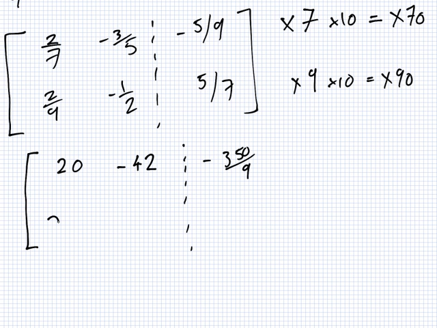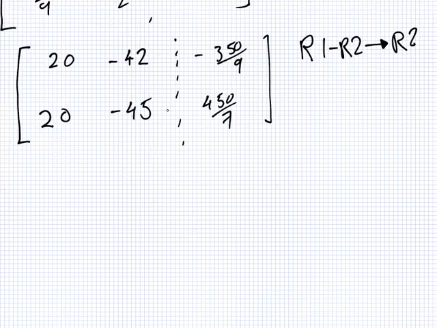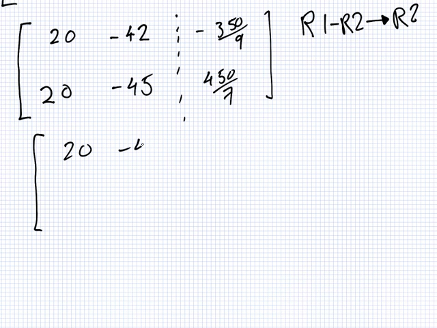And now this will be 20. This will be minus 45. And then this isn't going to work either, it's going to be messy. It's 450 over 7. Okay, so now what to do? Well, I don't want the 20 here, do I? So we'll do row 1 minus row 2, and the answer will go on row 2. Let's see what we get. This is the same. 0, minus 42 minus 45 is 3. Oh yes, and we'll need fraction help here: minus 350 over 9 minus 450 over 7.